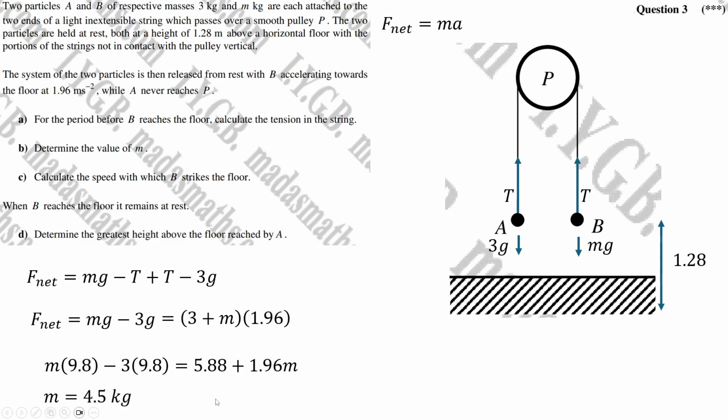Rearrange for m to get 4.5 kilograms. So it looks like I've actually done part B before part A, maybe because that was just easier. For the period before B reaches the floor, calculate the tension in the string. Okay, now I know what m is.